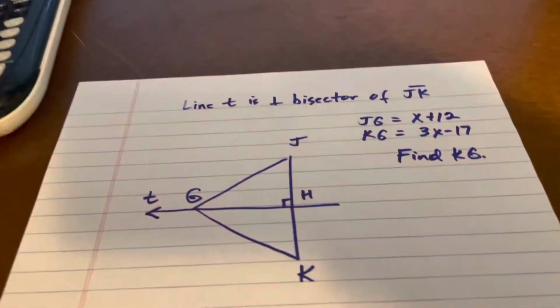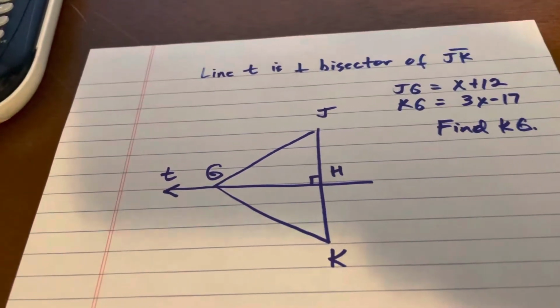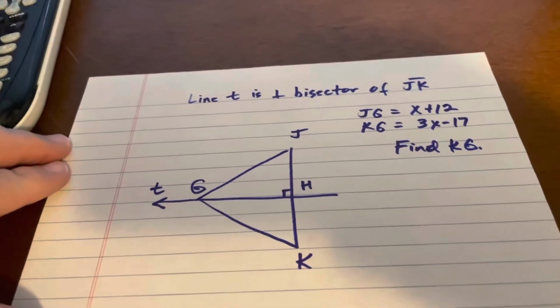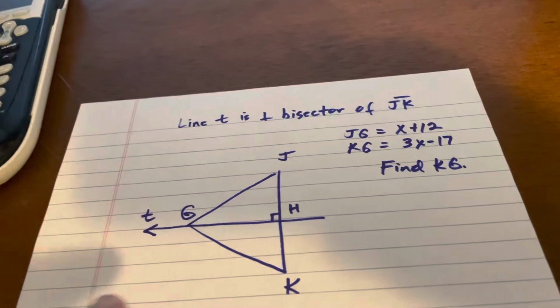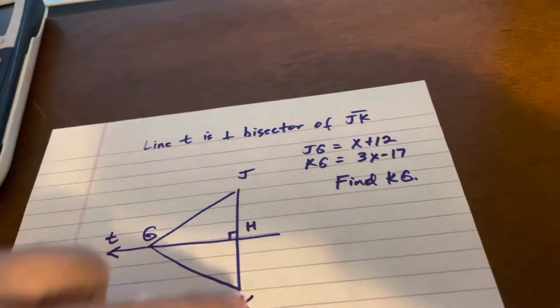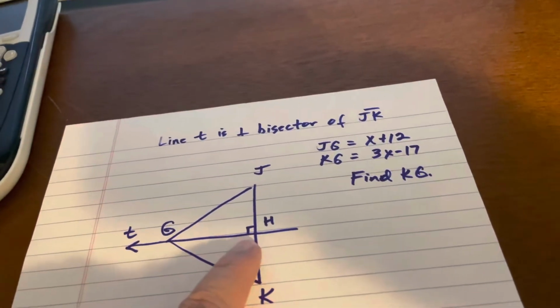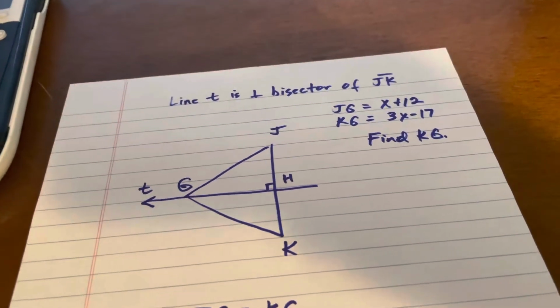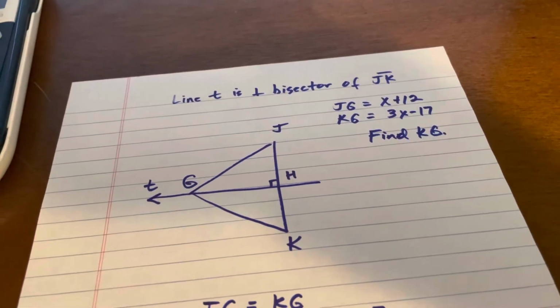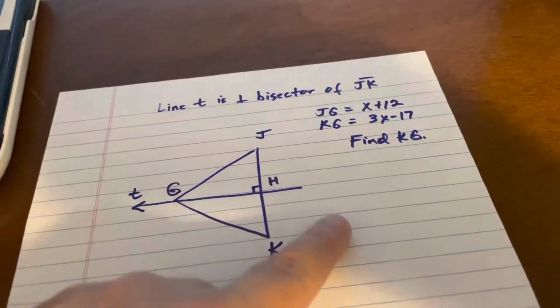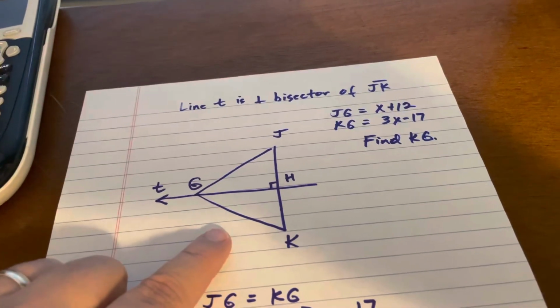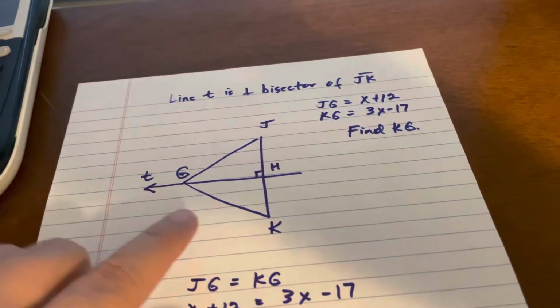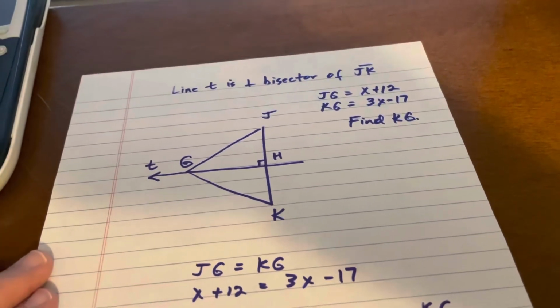Let's consider this geometry problem. See this figure, and up at the top it says line T is a perpendicular bisector of JK. So this line is a perpendicular bisector. Notice the 90-degree angle of JK. And notice it says that JG, so this side, is x plus 12, and KG is 3x minus 17. And the question is, find KG.